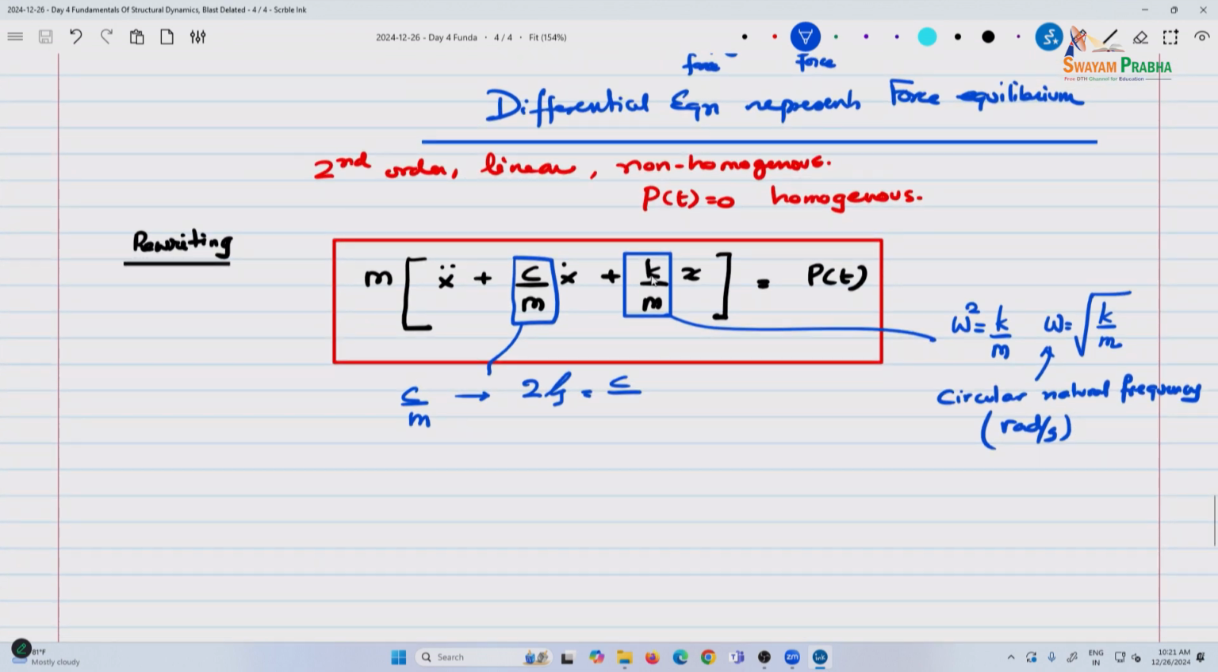Now, here I will write this as 2 xi is equal to c by m, and I will add this term. We can start without adding and then add it, but we will just skip one step. Now, the term xi, I do not know if I am saying it rightly, psi, right? Something. So, this is a viscous damping factor.